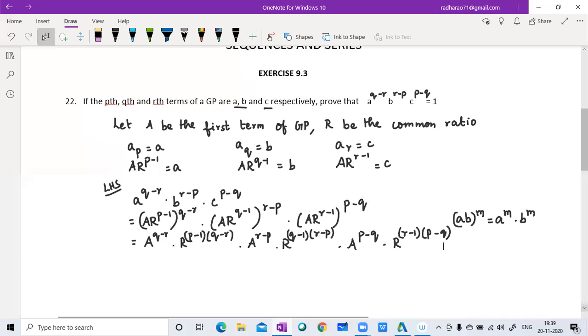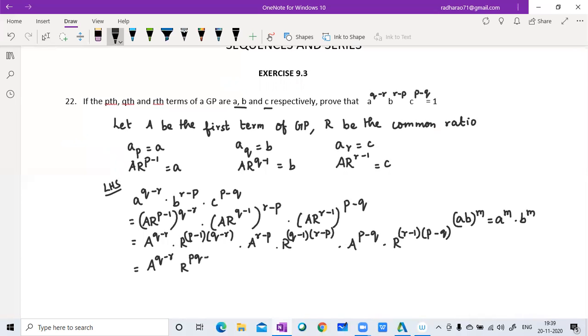Now let us multiply the R powers. That is equal to A^(q-r) × R to the power of (p-1)(q-r). If you multiply this, you get pq - pr - q + r. Then A^(r-p) × R to the power of (q-1)(r-p). If you multiply, you get qr - qp - r + p. Then A^(p-q) × R to the power of (r-1)(p-q). If you multiply, you get rp - rq - p + q.